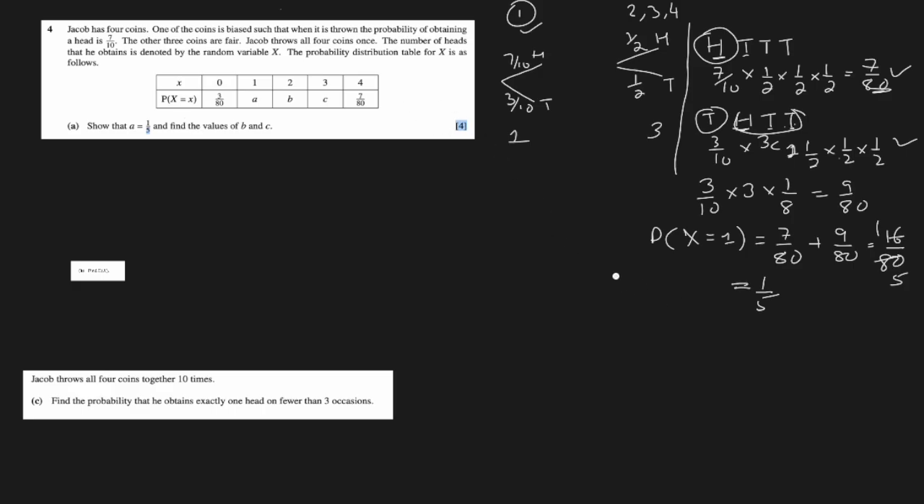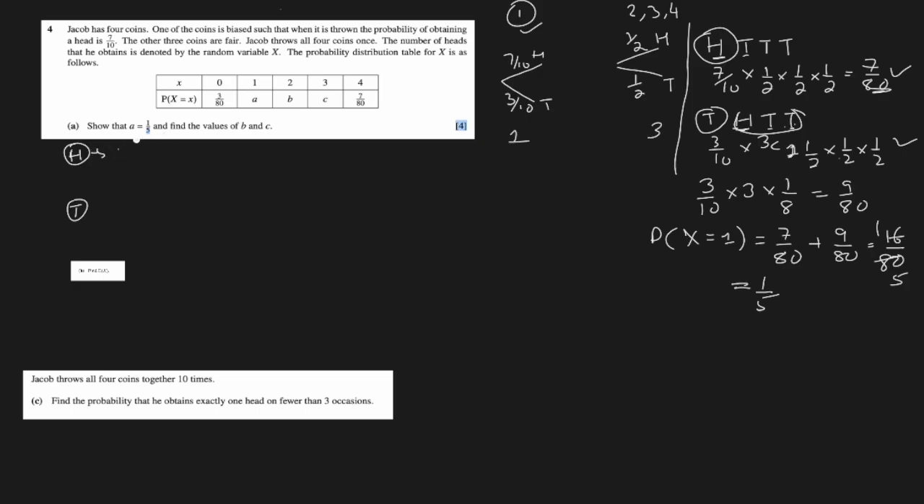All right. What is next? Find the values of b and c also. So we'll do the same thing for b and c. In b, we have two heads. So the first coin can be head, or the first coin can be tail. There are two options, right? So let's talk about this. How can we get two heads from this?